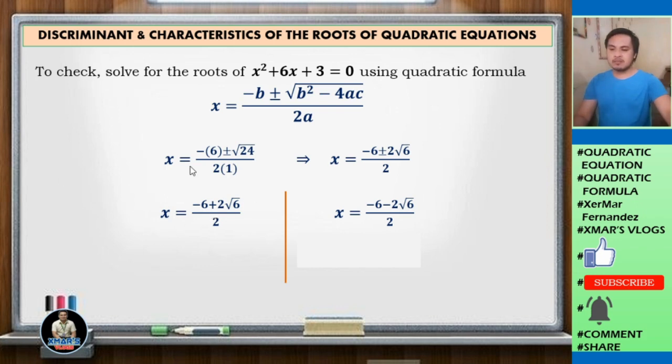So we will simplify this one first. Negative 6 over 2 is negative 3. 2 over 2 is 1, so we don't need to write 1. Instead, we have negative 3 plus square root of 6. Next, negative 6 over 2 is negative 3, and negative 2 over 2 is negative 1, so we only have negative 3 minus square root of 6. And these are now the values of x, or the roots of x squared plus 6x plus 3 equals 0.